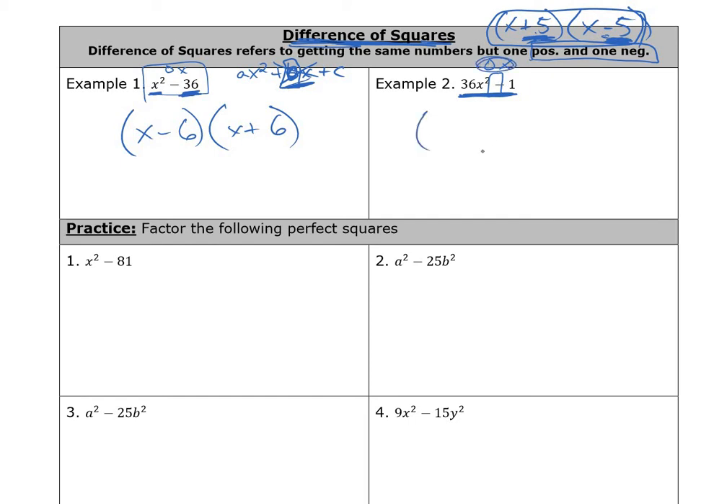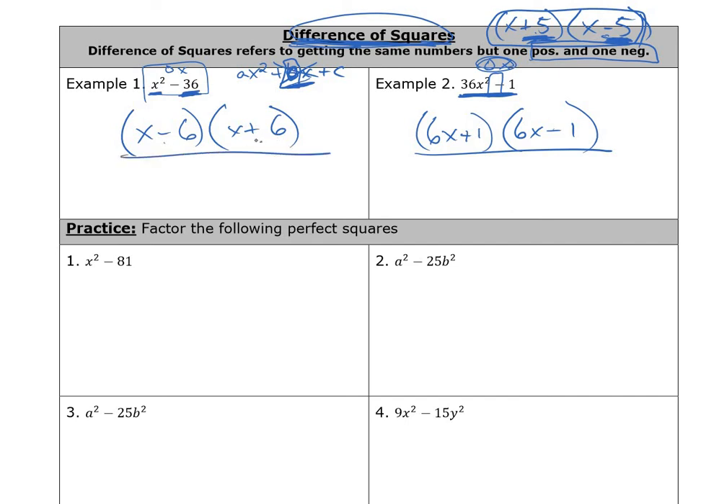So what number times itself gives us 36? Well, 6, and times itself gives us x. So that's 6x times 6x would give us 36x squared. And then what gives us 1? Well, 1 times 1. And if it's negative, we know one's positive and one's negative. Same numbers, different sign in the middle. That's what a difference of squares is. So on this back side, continue the rest of the problems, and you're looking for the same numbers, different signs.